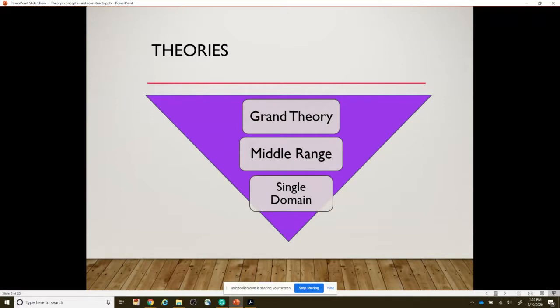So when we organize theories, this is a progression of broadest, which is the grand theories, down to the narrowest, the most specific, and those are single domain theories. So the largest, most broad, and in this case untestable, are grand theories. Then there's middle range, which can be tested in some ways, and single domain, which are very testable.